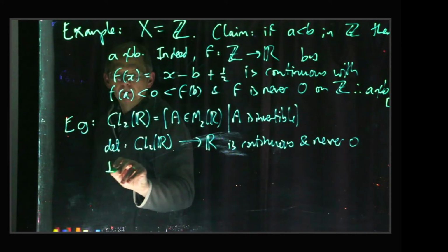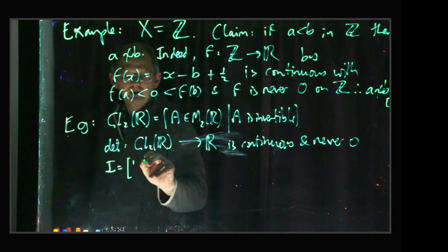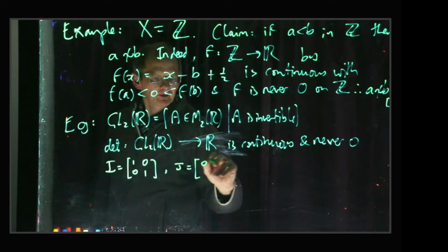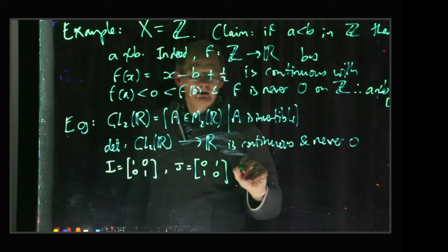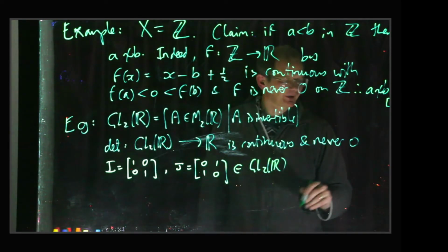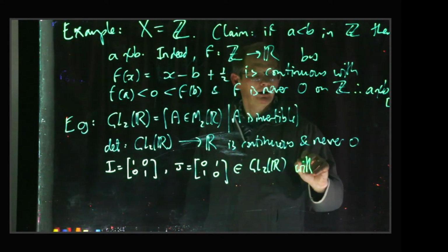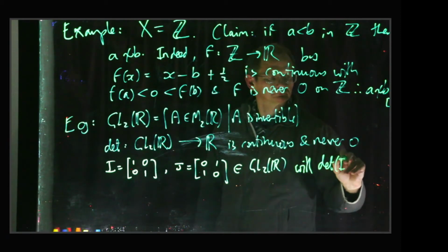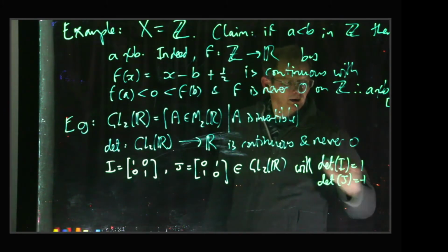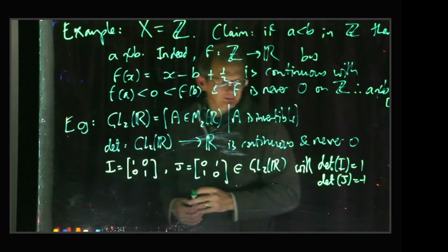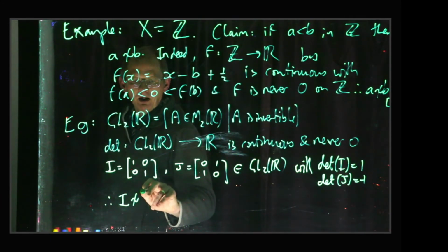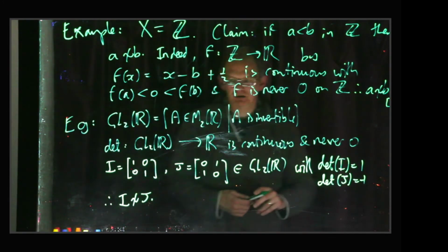And we can define I to be the identity matrix and J to be the same thing, sort of flipped around like that. So these are both invertible matrices. The determinant of I, of course, is +1. The determinant of J is -1. So I cannot be connected to J in GL2R.